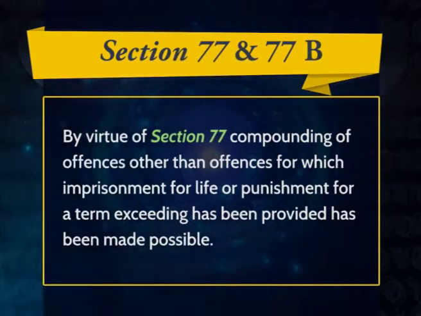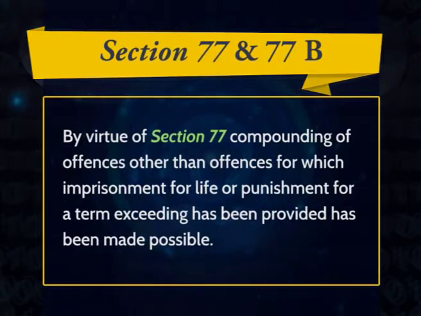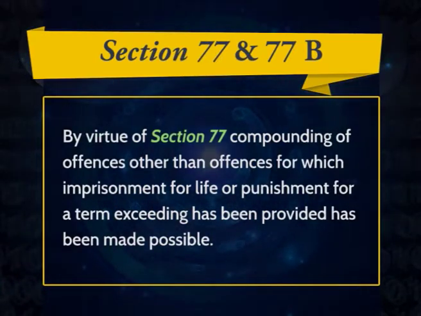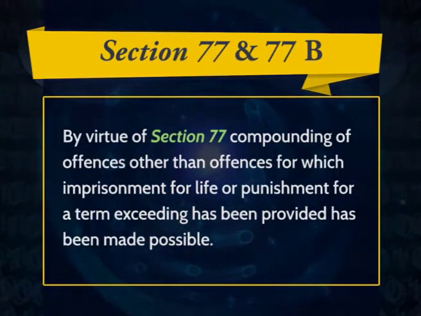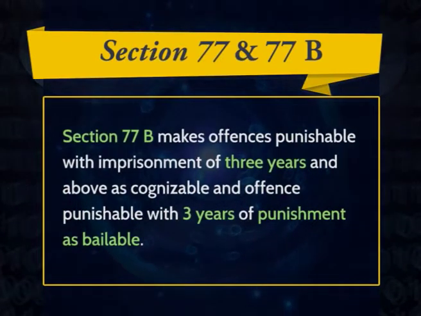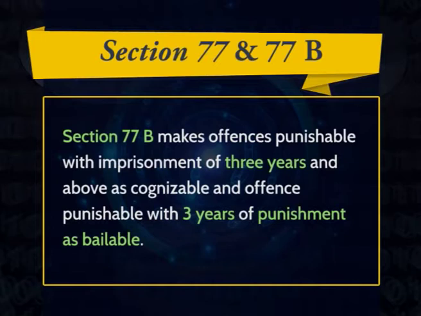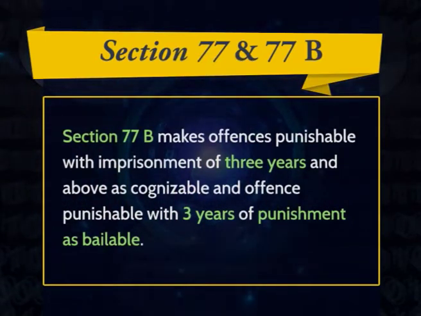By virtue of section 77, compounding of offences, other than offences for which imprisonment for life or punishment for a term exceeding 3 years has been provided, has been made possible. Section 77B makes offences punishable with imprisonment of 3 years and above cognizable, and offences punishable with 3 years of punishment bailable.